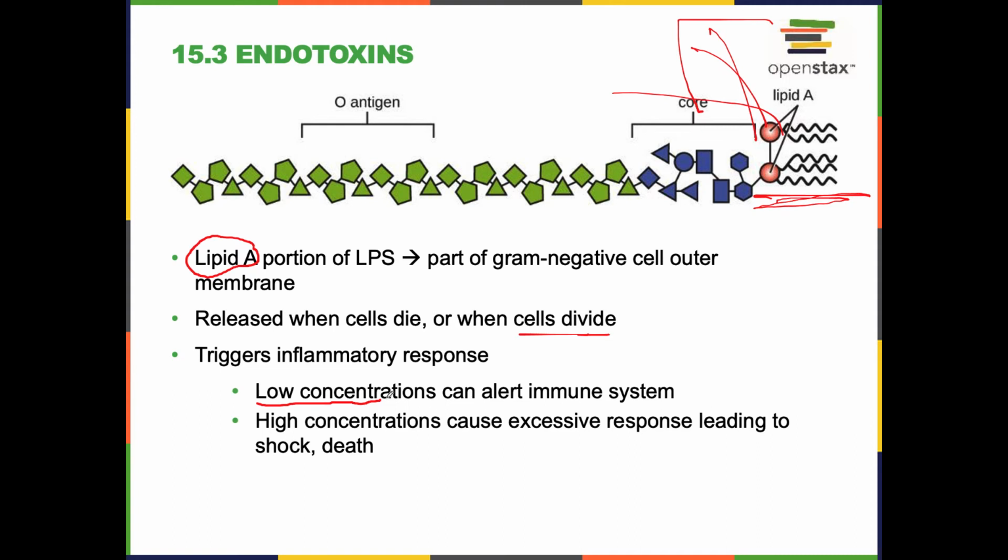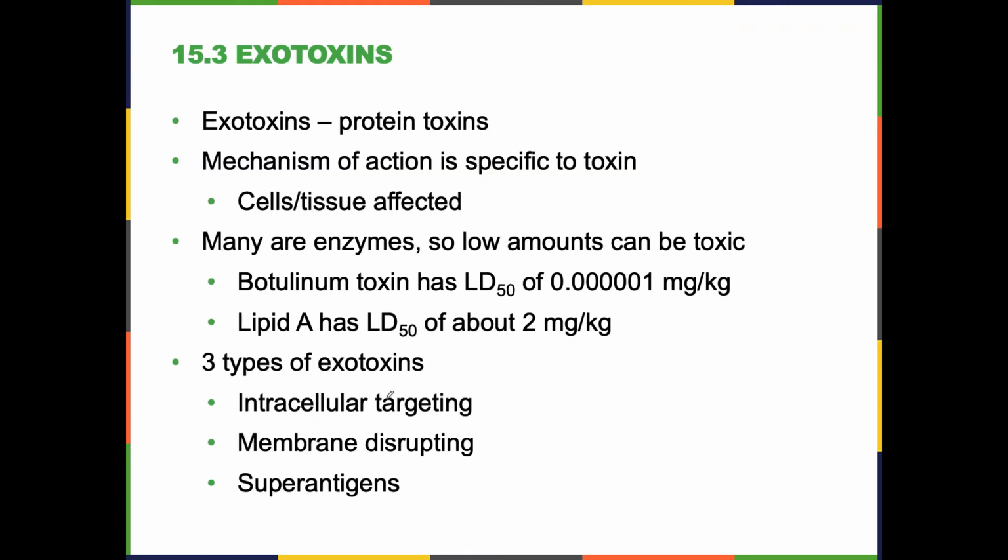Okay? So endotoxins: part of the gram-negative cell wall, low concentration, released when cells die or when they divide. Low concentrations are okay, high concentrations not so much. Exotoxins are proteins, right? So endotoxins are lipids, exotoxins are proteins. Usually they're enzymes, and because they're enzymes, remember, enzymes can work and then work again. So low amounts can be toxic.